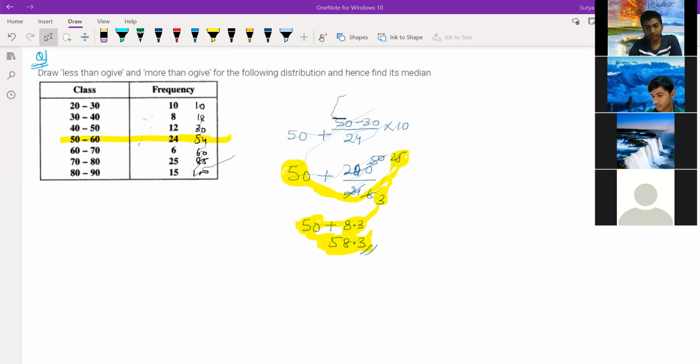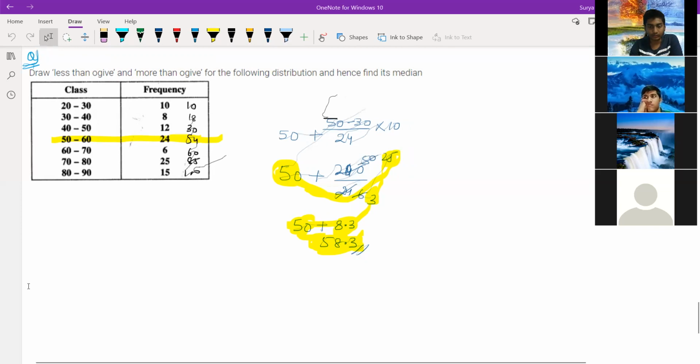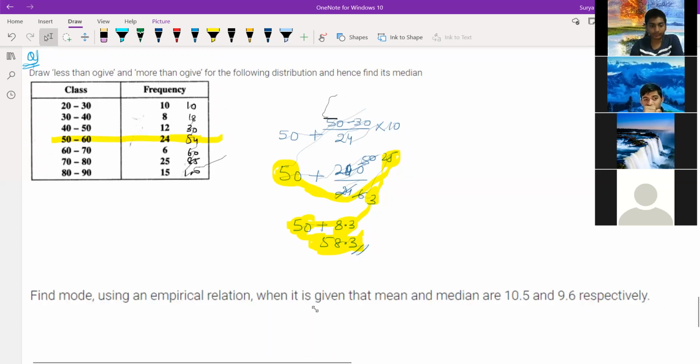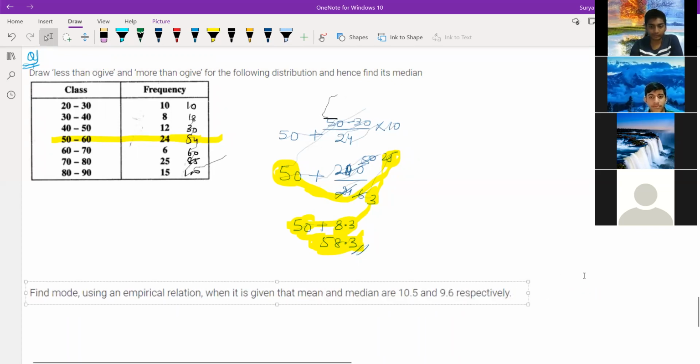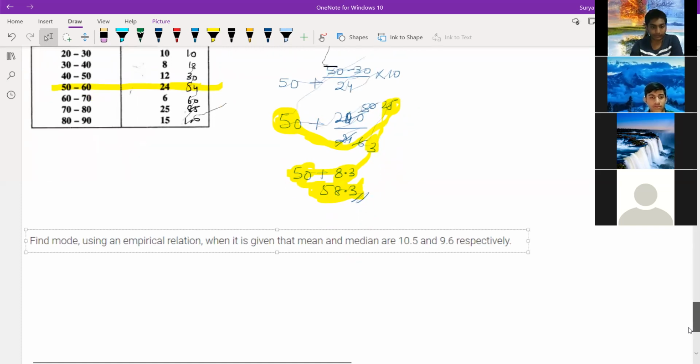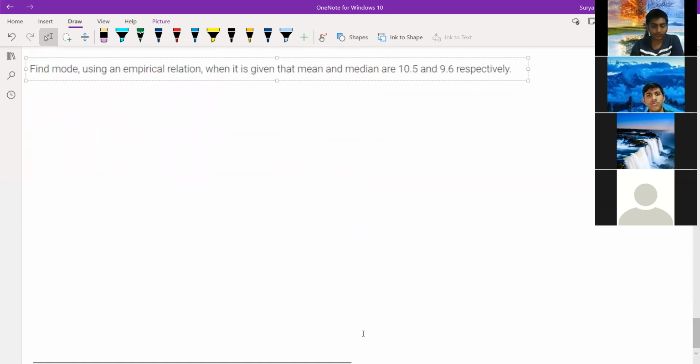There is a relation between mean, median, and mode. Do you know what the relation is? If mean and median are given to you, can you find the mode? Sir, is there a formula for this? Yes, there is a relation. Like 3 median minus 2 mean equals mode.